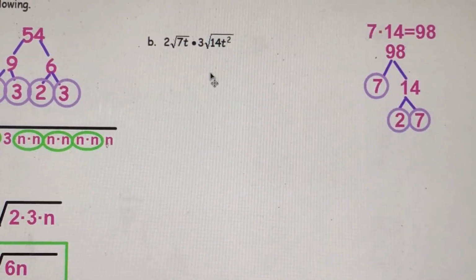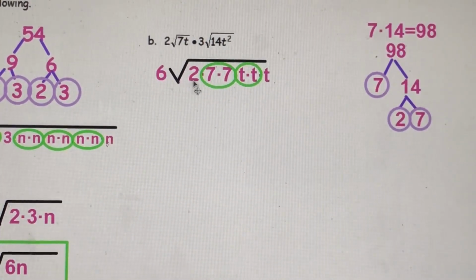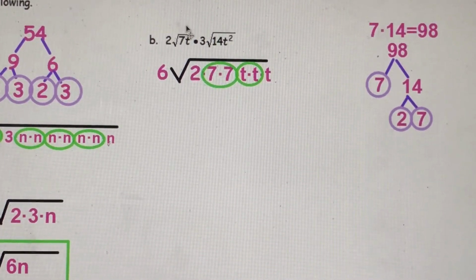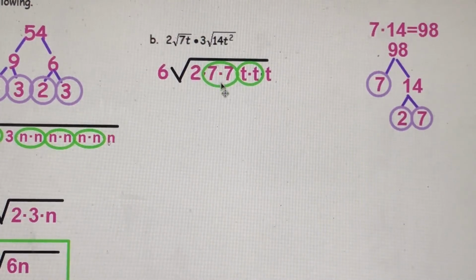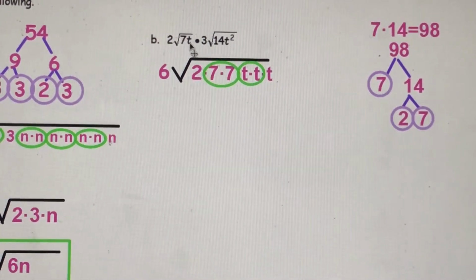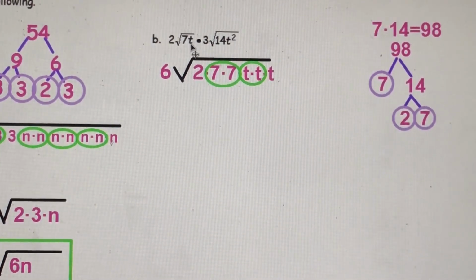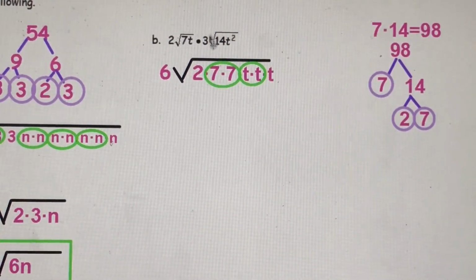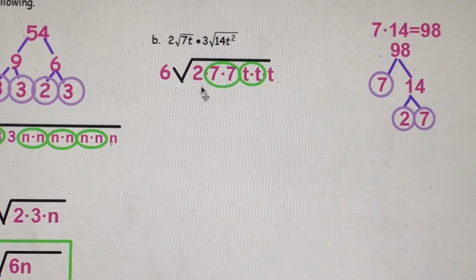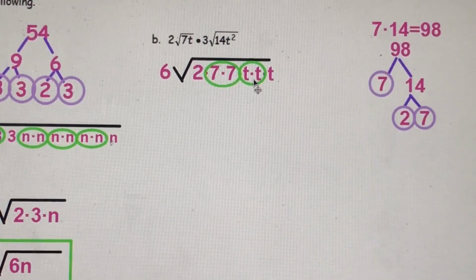I personally jumped to placing it under the square root. I knew the factors of 14 were 2 and 7, and I knew 7 was prime. I also have to write out 3 t's because there's a t here and there's 2 t's here. Now I'm ready to make my pairs.